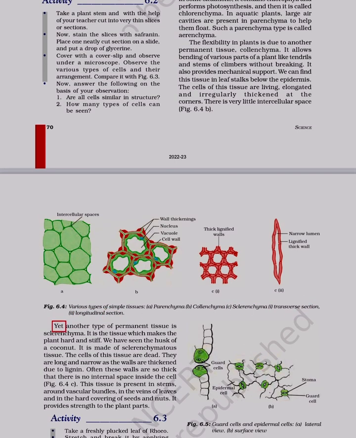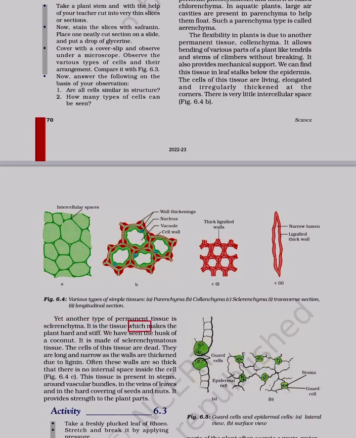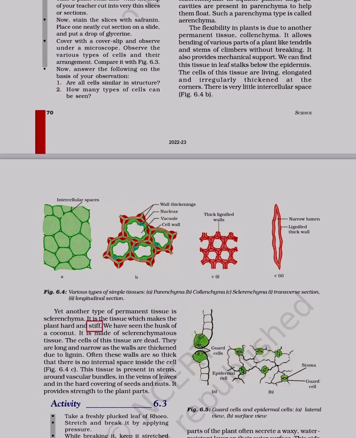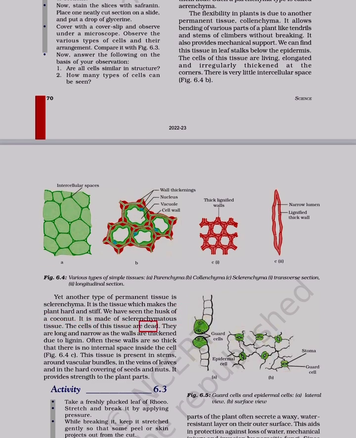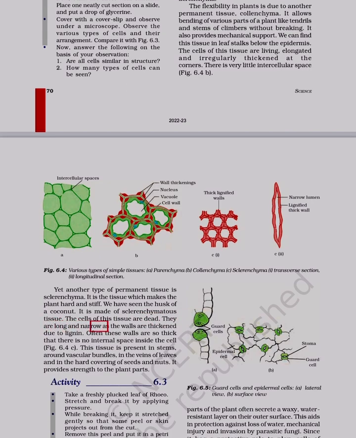Yet another type of permanent tissue is sclerenchyma. It is the tissue which makes the plant hard and stiff. We have seen the husk of a coconut. It is made of sclerenchymatous tissue. The cells of this tissue are dead. They are long and narrow as the walls are thickened.